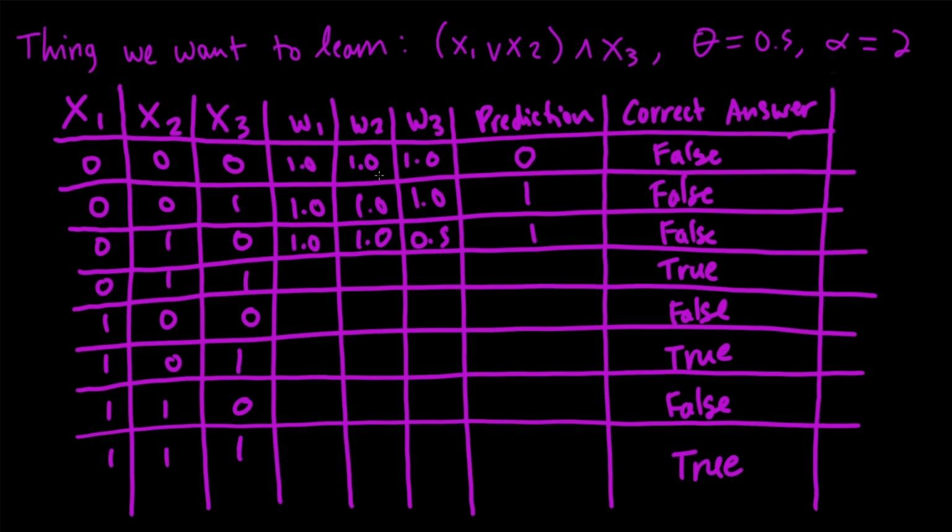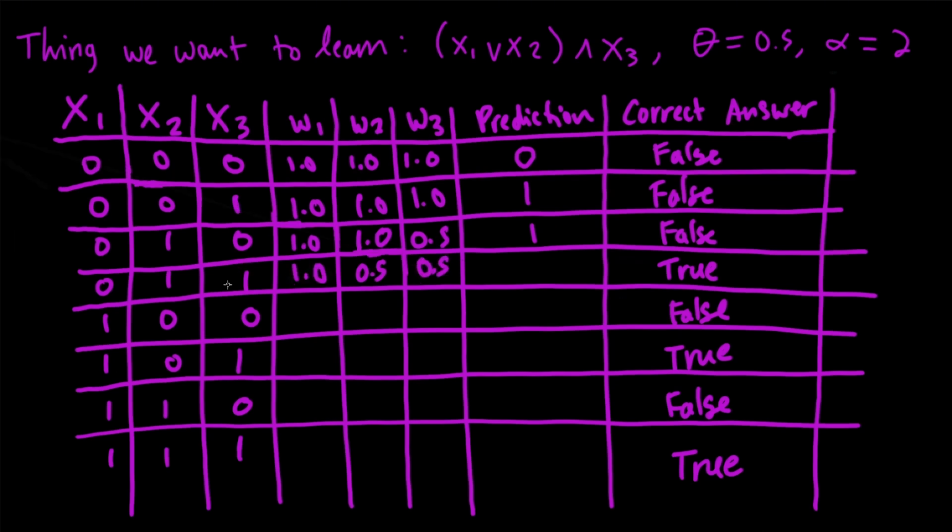So we need to take the weight feature pairs where the features are equal to 1. So in that case, that's just x2 and w2. And we need to modify that weight by dividing it by alpha. So we have w2 divided by alpha, which is 1 divided by 2, or 0.5. And then we don't modify the other weights.